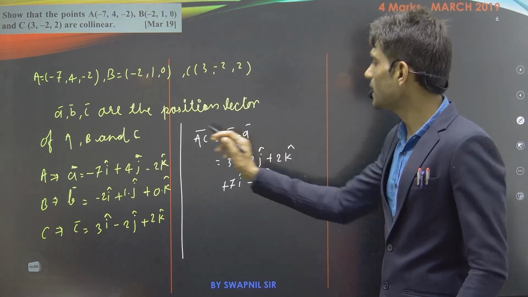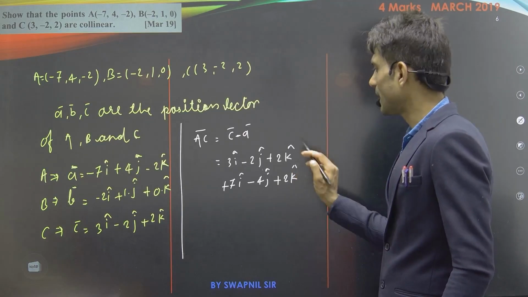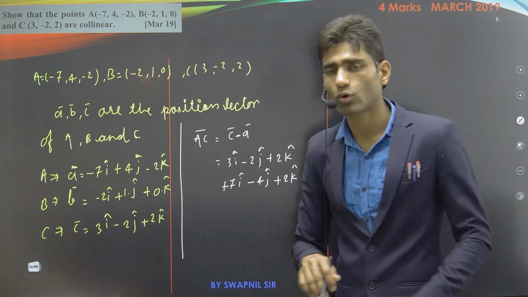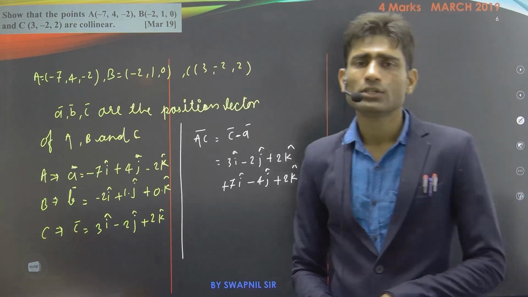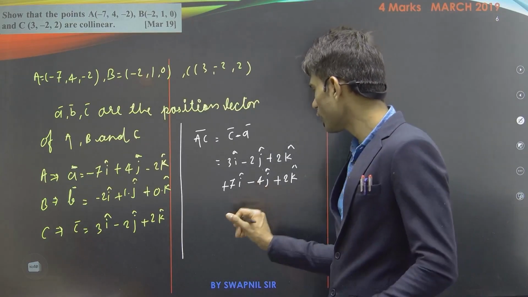Okay, and minus of minus 2 times K cap, we write it as 2 times K cap, because it is the negative of the position vector A bar. So I just multiply the negative sign under the bracket here. Okay, go for the calculation.